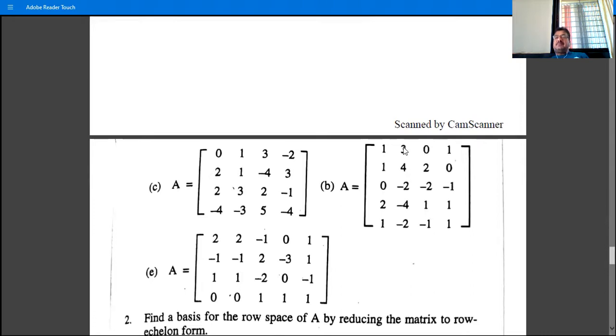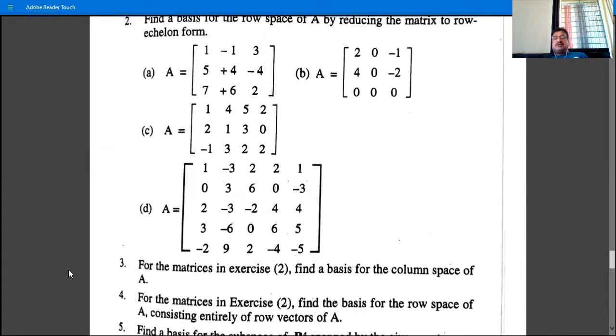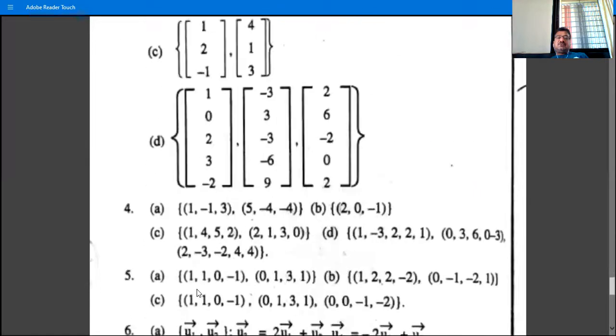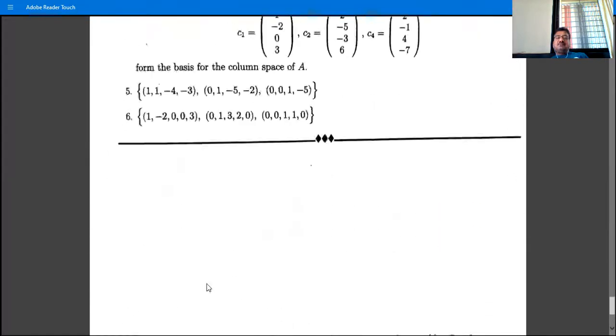So what is it? x1 plus 3x2 plus x4 is equal to 0 is the first equation. Then x1 plus 4x2 plus 2x3 is equal to 0 is the second equation, minus 2x2 minus 2x3 minus x4 is equal to 0. Then 2x1 minus 4x2 plus x3 plus x4 is equal to 0. The last equation is x1 minus 2x2 minus x3 plus x4 is equal to 0. So that is the system of equations.